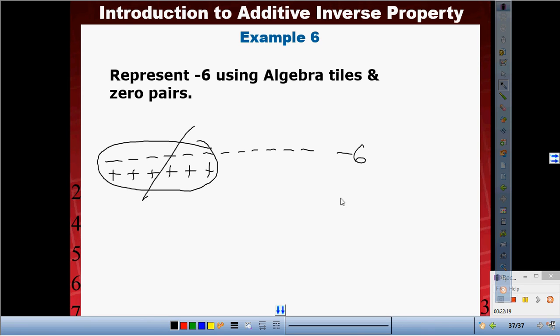Victor? 1, 2, 3, 4, 5, 6, 7, 8, 9, 10. 4 positives, 0 pair, and we're left with negative 6. Everybody agree with that? Yeah, right? Sorry, I forgot to circle that. So now check this out.